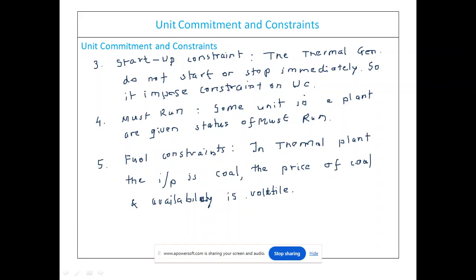So these are the various constraints that are considered while doing the unit commitment problem. In this video, up to this only. Thank you very much.